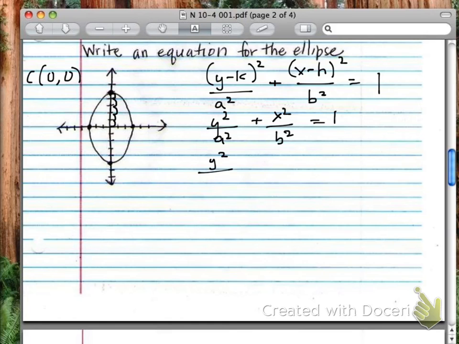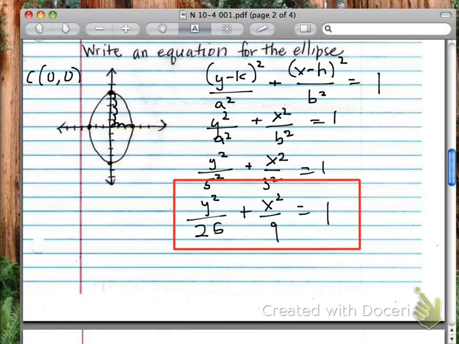So now I have y squared over 5 squared plus x squared over, what's my b? 3. 1, 2, 3, right? So over 3 squared equals 1. Now I have y squared over 25 plus x squared over 9 equals 1. That's it? That's it.